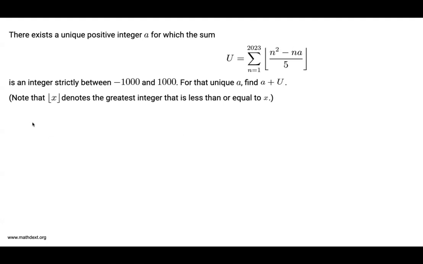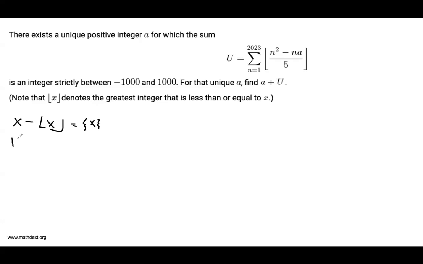Let me introduce some notation. If floor of x denotes the greatest integer that's less than or equal to x, why don't I write x minus floor of x equals this little curly brackets x, which I'm going to call the fractional part of x. I'm calling it the fractional part because it denotes what you really get when you remove everything before the decimal point.